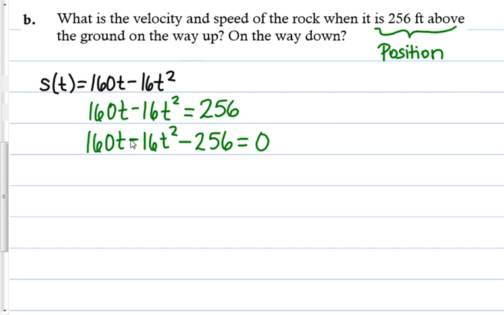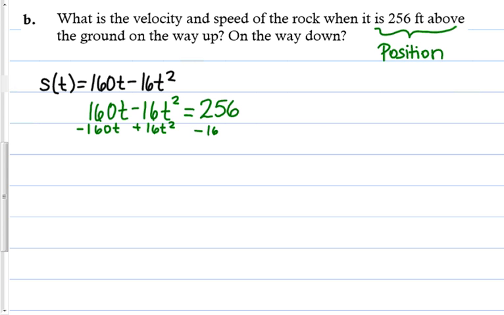So what I'm going to do is psych this equation out. Instead of subtracting the 256, let me go ahead and subtract the 160 and add the 16t squared to the other side. So I'm going to subtract this, and I'm going to add this to the other side.